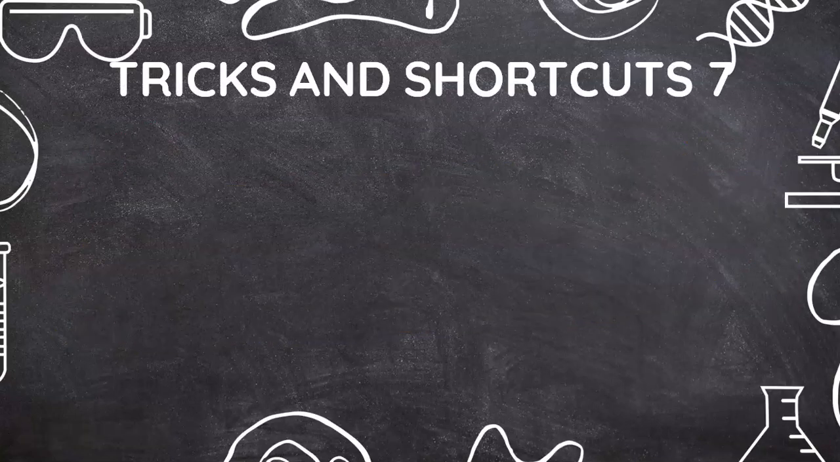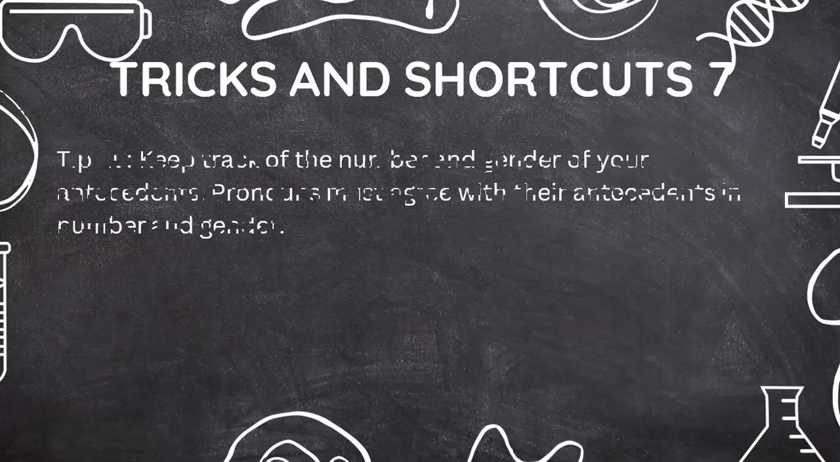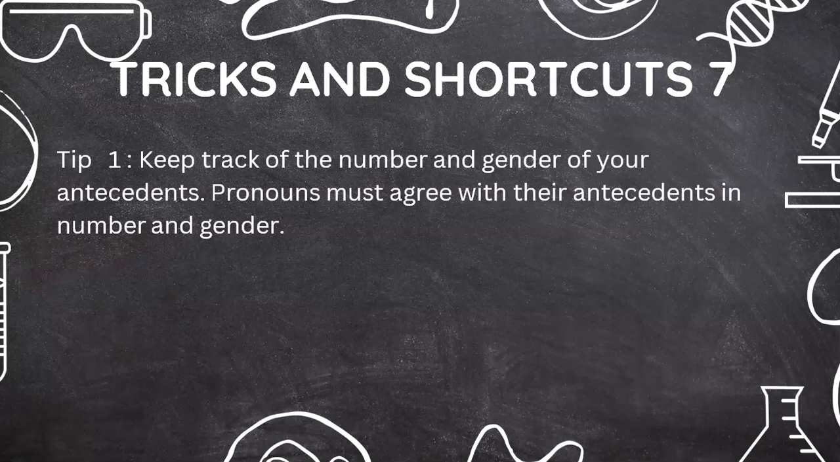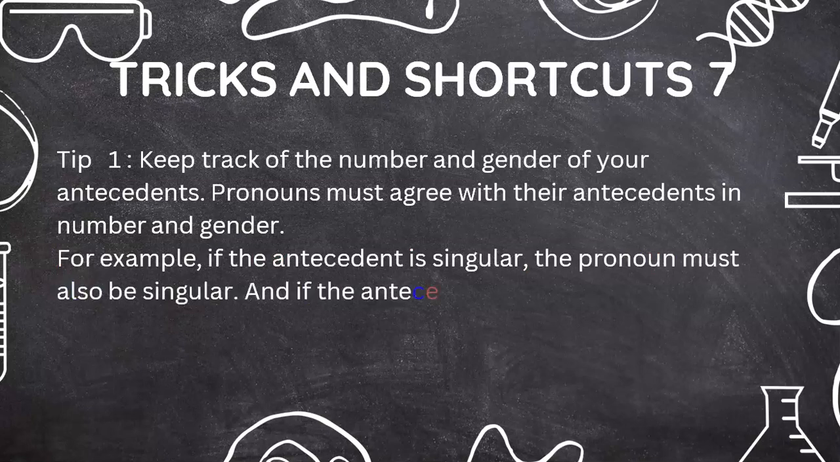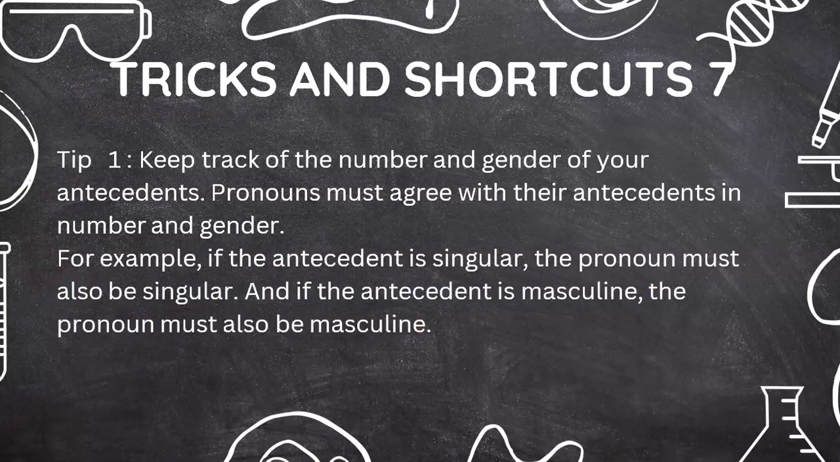Tip number 1. Keep track of the number and gender of your antecedents. The pronouns must agree with their antecedents in number and gender. For example, if the antecedent is singular, the pronoun must be singular. And if the antecedent is masculine, the pronoun must also be masculine. Okay?